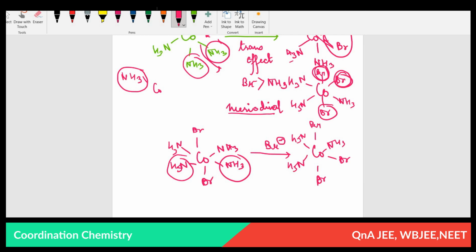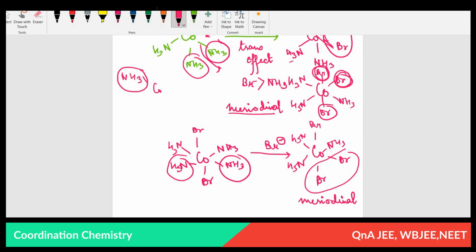How? If the bromine is on this side, then two bromine together and one bromine leaving one place. That is meridional. And even in this case, two bromine together and one bromine leaving one place aside. So in both cases we will get only one isomer, that is the meridional isomer. And so it brings us to a conclusion that option number 1 and 3 are correct. That is option B is correct in this case.